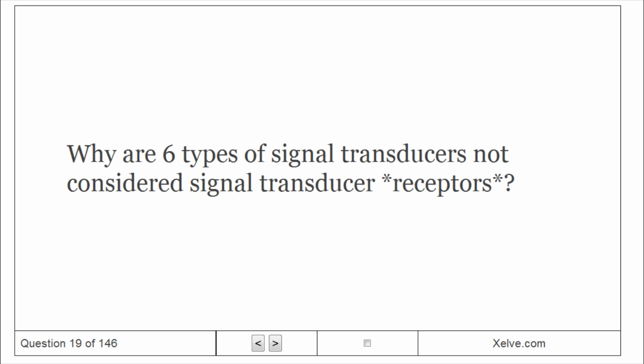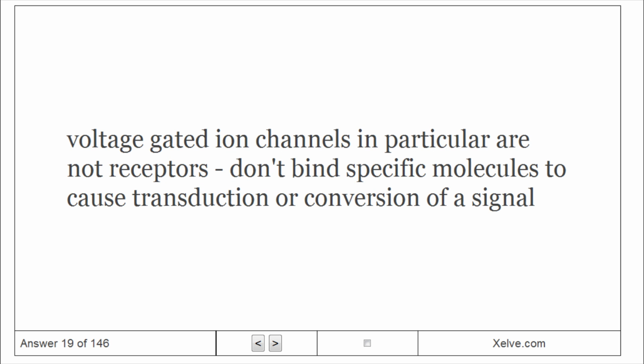Why are not all 6 types of signal transducers considered receptors? Voltage-gated ion channels in particular are not receptors; they don't bind specific molecules to cause transduction or conversion of a signal.